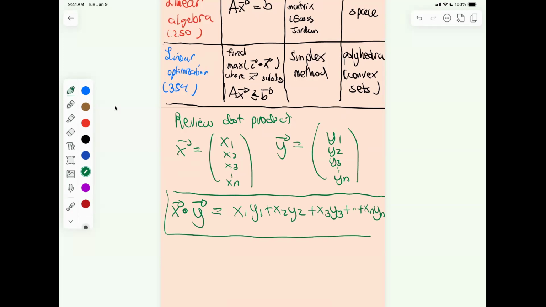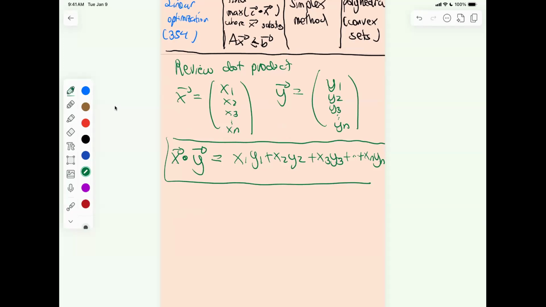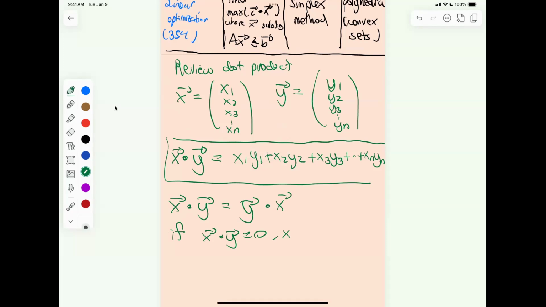Two things to remember about what's useful about the dot product: if the dot product happens to be zero, you call the vectors perpendicular or orthogonal. Also, x dot y is the same as y dot x, which is important to remember. And if x dot y equals the number zero, then the vectors are orthogonal or perpendicular, depending on how you want to call them.